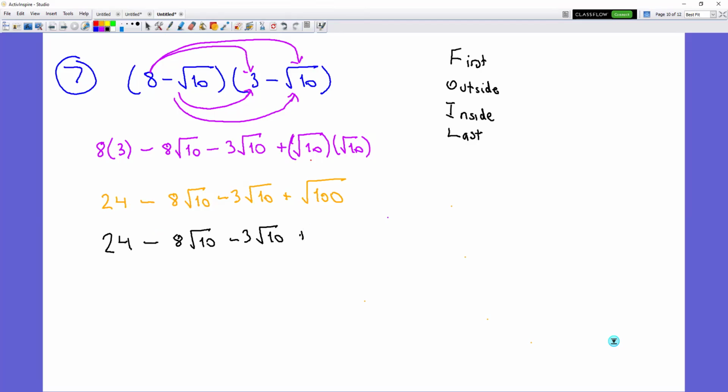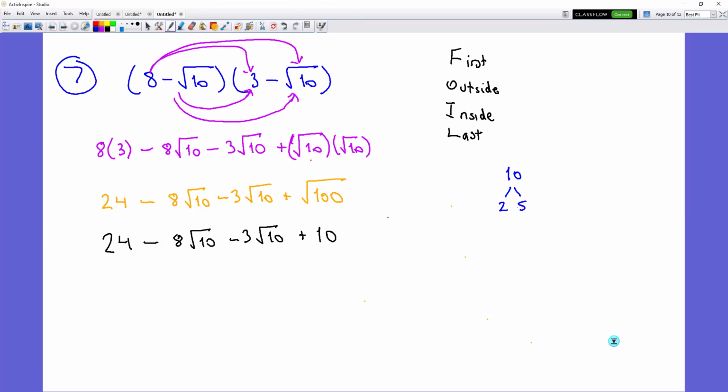So I'm going to rewrite this now as 24 minus 8 square root of 10 minus 3 square root of 10 plus 10. Okay, and now what we can do is you'll notice that we have just regular numbers, the 24 and the plus 10. We also have some radicals, minus 8 square root of 10 and minus 3 square root of 10. And you can do a factor tree for 10 if you like, but it's going to be a waste of time, to be honest with you, because if you do 10, it's just going to be 2 times 5, and there's no pairs at all. But since they both have a square root of 10 in their term, we can combine them, okay? We're just going to go back to adding and subtracting basically at this point.